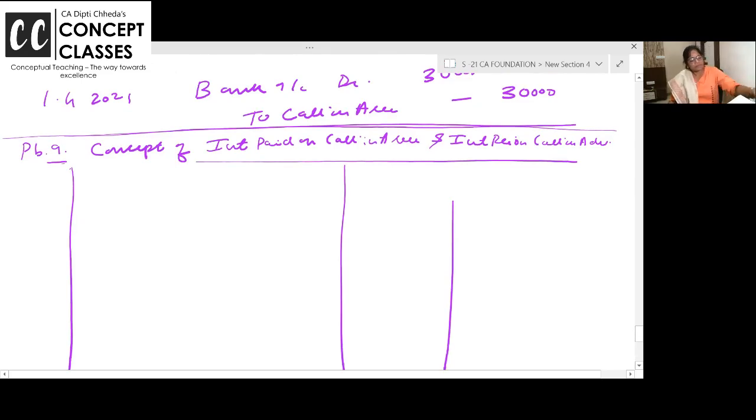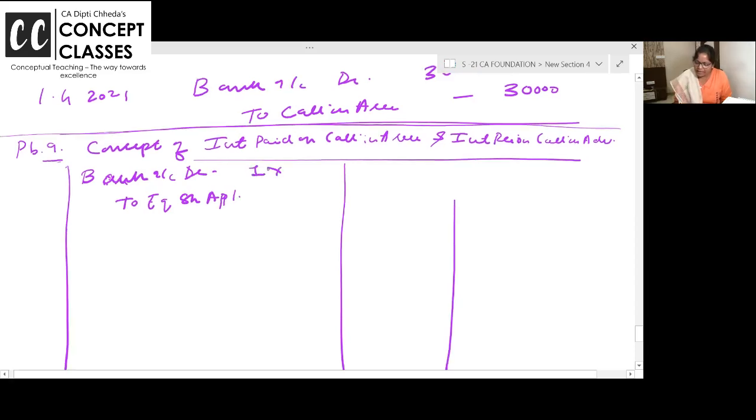Okay, 9th problem. Start with it. Now the flow is clear or not? Bank account debit to equity share application account. Application money is received. 1 lakh into 2.5. 1 lakh into 2.5. 2 lakh 50, 2 lakh 50.